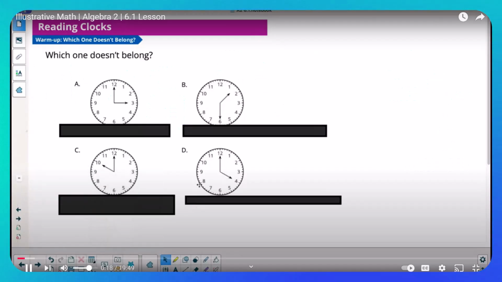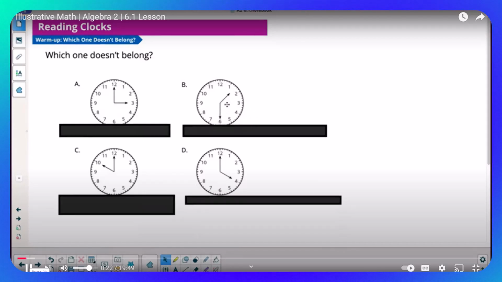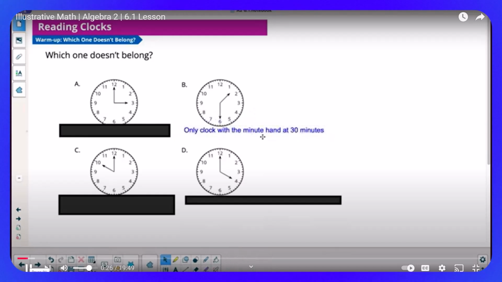The first one that stands out to me is probably this one right here for B, because it's the only one with the minute hand at 30 minutes, it's not on the hour. This is 4 o'clock, 3 o'clock, 10 o'clock. So that would probably be what I would pick.